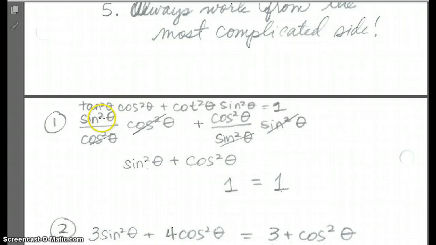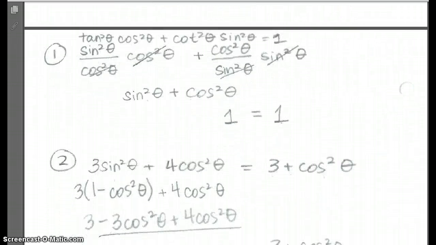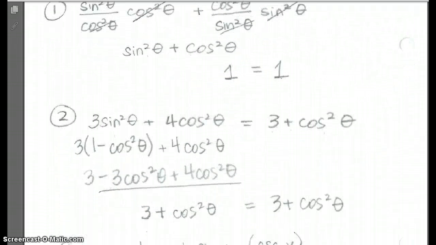Tangent squared theta is sine squared theta over cosine squared theta. Cotangent squared theta is cosine squared theta over sine squared theta. What this does is cancellation in fractions. Sine squared theta plus cosine squared theta equals 1, and now I've shown that both sides are the same. When you take a test, you want to be able to show all these steps.